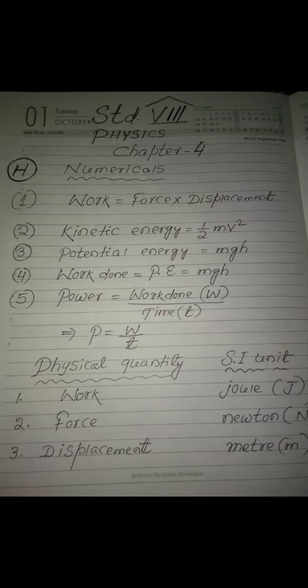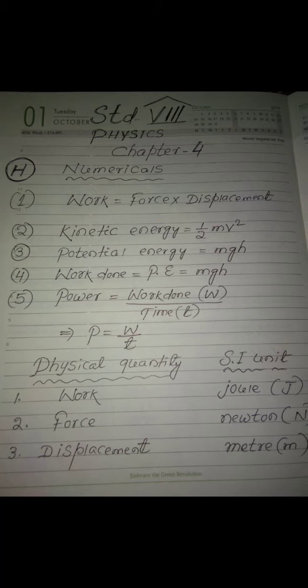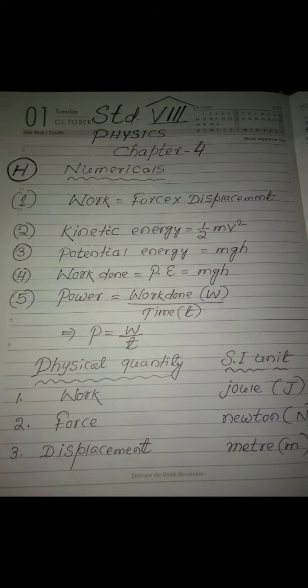Now we will discuss the numericals. Before going to the numericals, first I shall tell you some formulas and their units. Number 1. Work equals force into displacement. Number 2. Kinetic energy equals half mv square. M means mass of the body, v the velocity of the body.